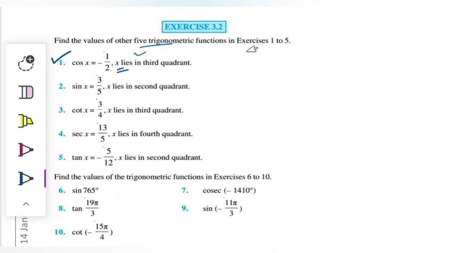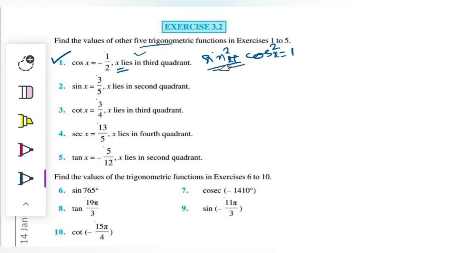As you know, in the third quadrant cos is negative. Therefore, cos x is equal to minus 1 by 2. We must know the identities to solve these types of questions. The first identity is sin square x plus cos square x equals 1. From this identity, we can derive the value of sin square x.